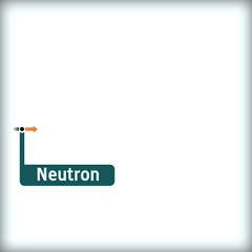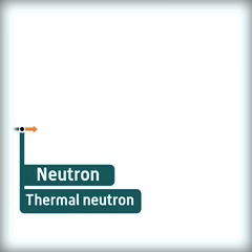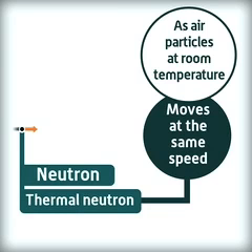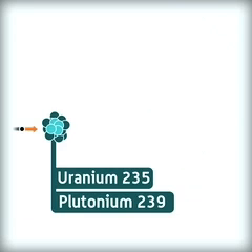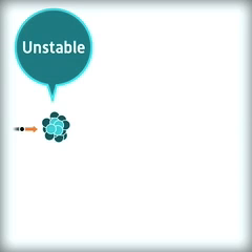All nuclear chain reactions begin with a neutron. Usually this is a slow-speed neutron called a thermal neutron because it moves at the same speed as air particles at room temperature. This neutron strikes a nucleus of uranium-235 or plutonium-239 and creates either uranium-236 or plutonium-240. These nuclei are unstable, and this causes them to very quickly split or fission.